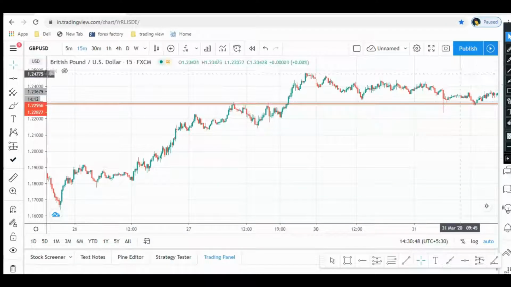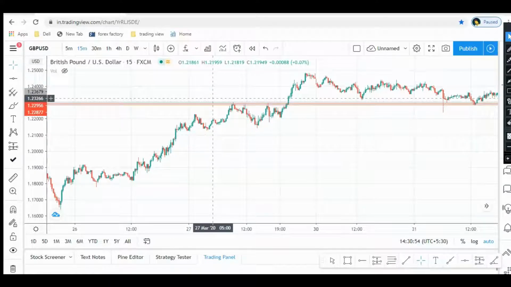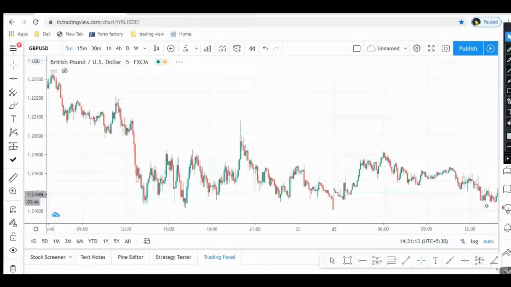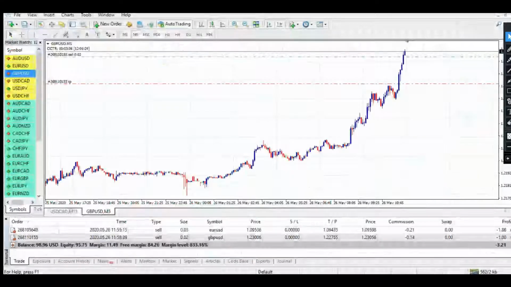And one thing I would like to tell you, if you are making any support or resistance line on a 15-minute chart, and you take any trade on the basis of the 15-minute chart, I would request you to please close your trade as per the 5-minute chart. That will be very helpful to you.